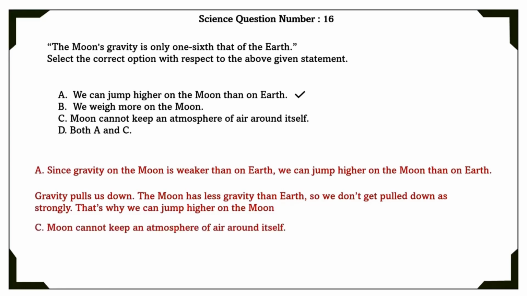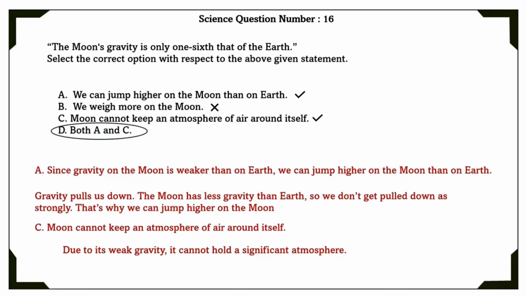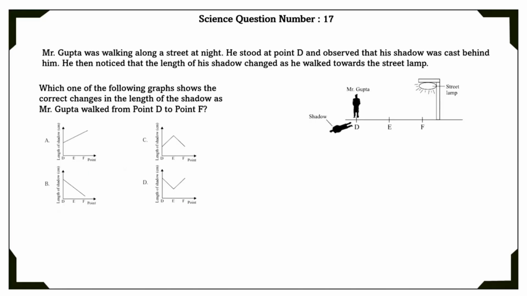Moon cannot keep an atmosphere of air around itself. Due to its weak gravity, it cannot hold a significant atmosphere. So this is true. The B option. We weigh more on the moon. Wrong. We weigh less on the moon. So the correct option is the D option.